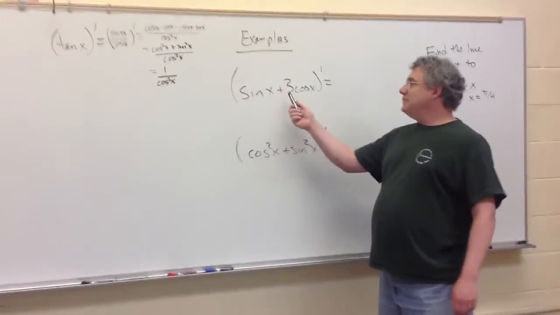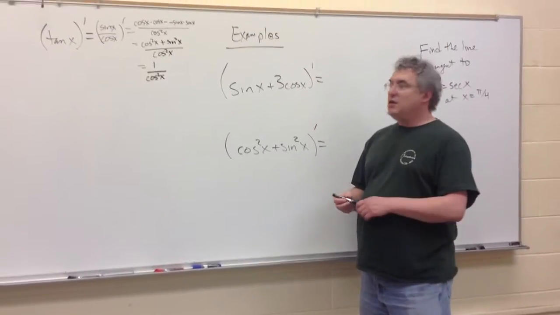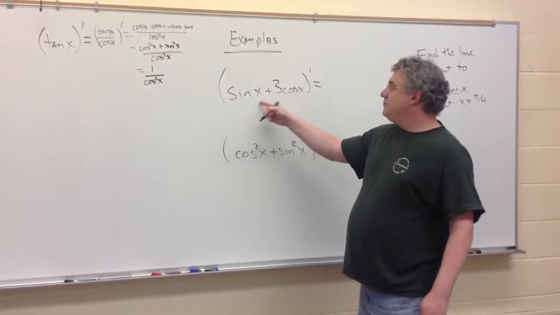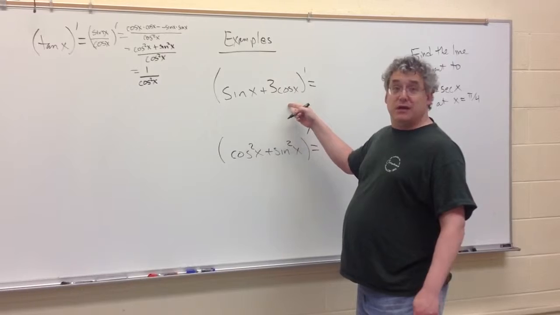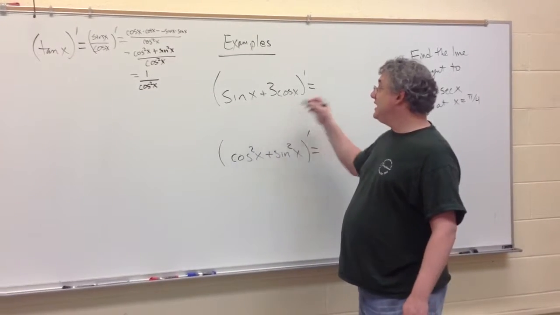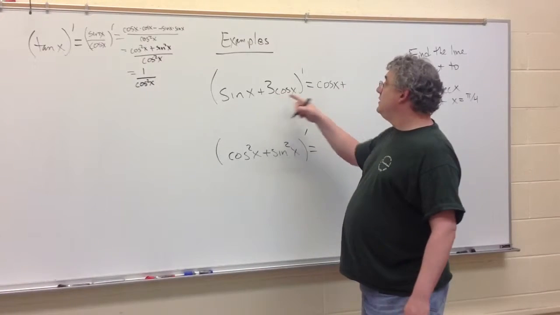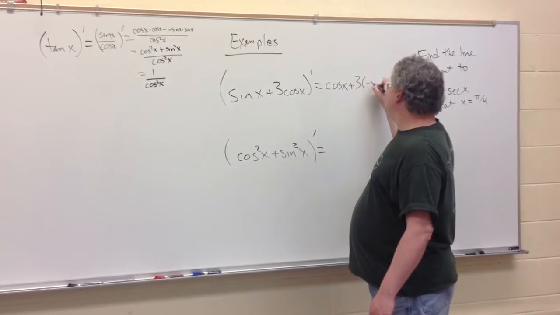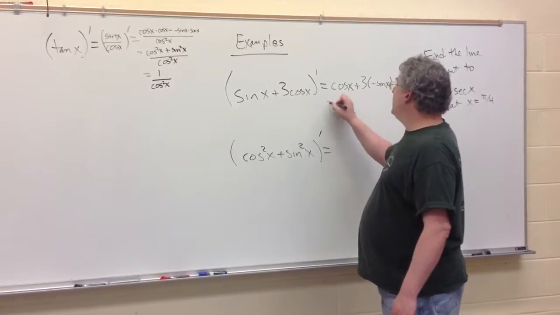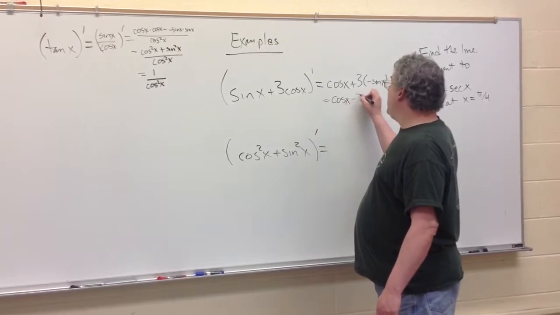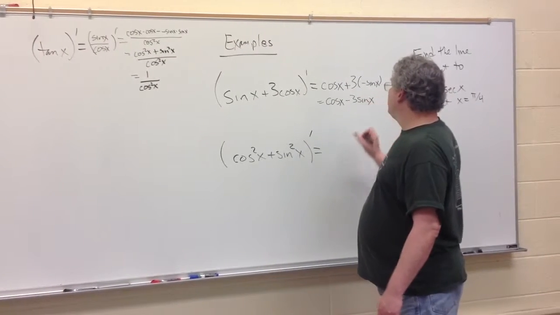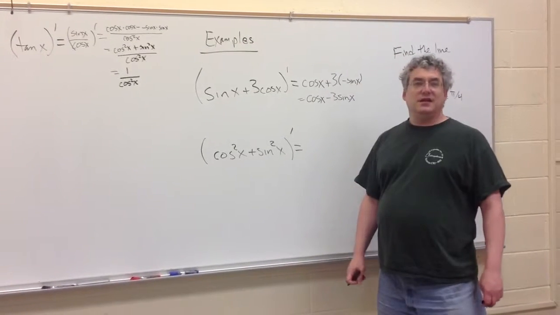The sine of x plus 3 cosine of x. What is the derivative? Well, derivative of something plus something is the derivative of the first plus the derivative of the second. So it's going to be cosine of x plus 3 times minus the sine of x, or cosine of x minus 3 sine of x. And what about this one? I'll let you think about it for a second.